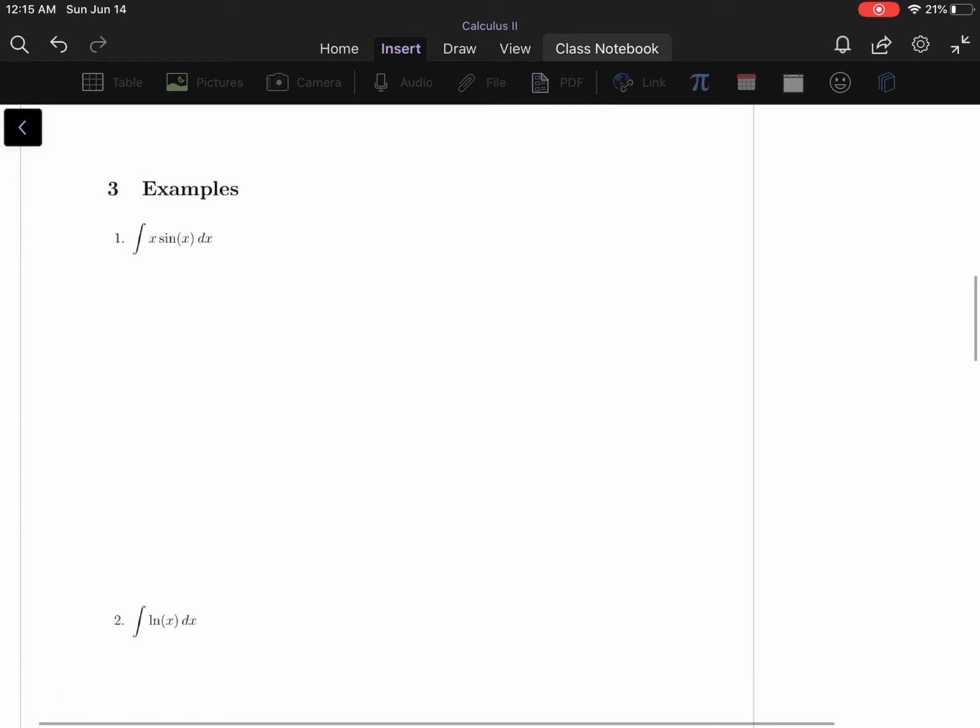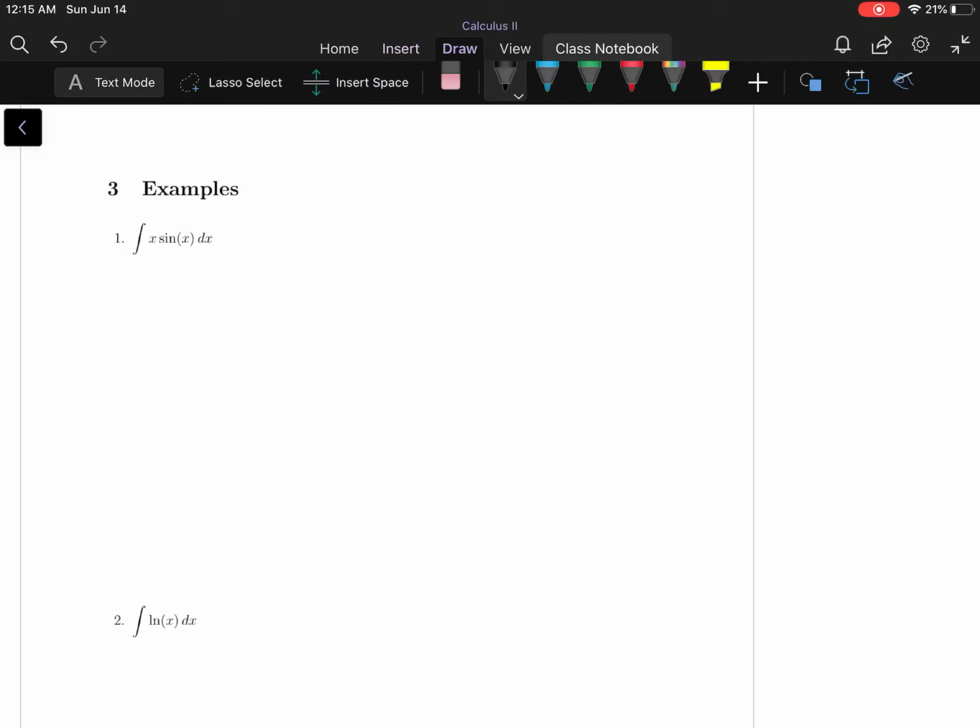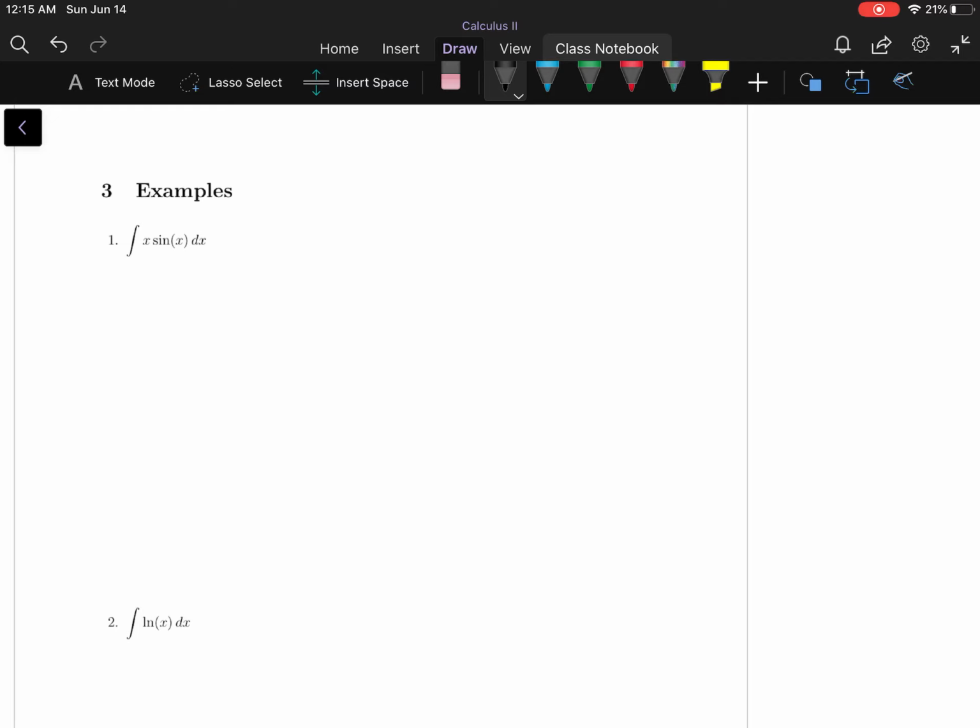In the first example here, we want the integral of x sine of x dx. So I look at this and I see I have a product. I have an x term times a sine x dx term. So I notice that x, if I take its derivative, it'll be 1, and if I take the derivative again, it'll be 0. So I'm going to let u be x, and I'm going to let dv be everything else.